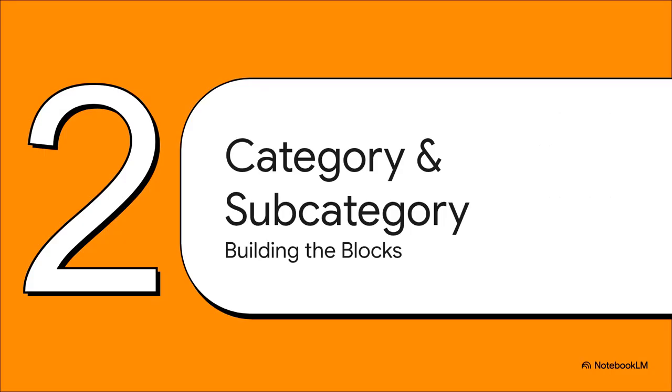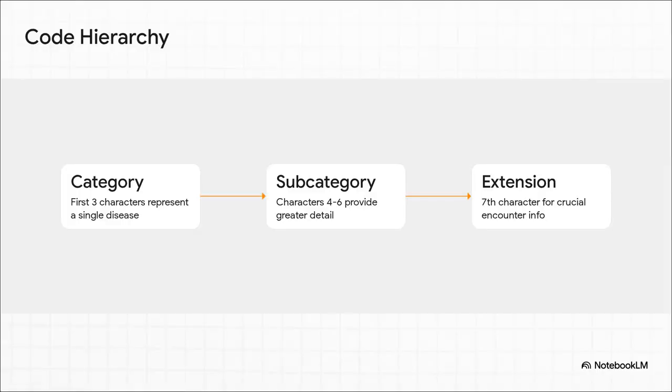Section 2. Categories versus subcategories. Building the blocks. Let's see how this builds. Here is how that hierarchy actually breaks down. Step 1. The first 3 characters form what we call the category. This represents a single core condition or disease. Step 2. Characters 4, 5, and 6 create the subcategory. This gives us way greater detail like the cause, the specific anatomical site, or a manifestation. And step 3. That final 7th character is the extension, giving absolutely crucial information like whether this is an initial or a subsequent encounter for an injury.